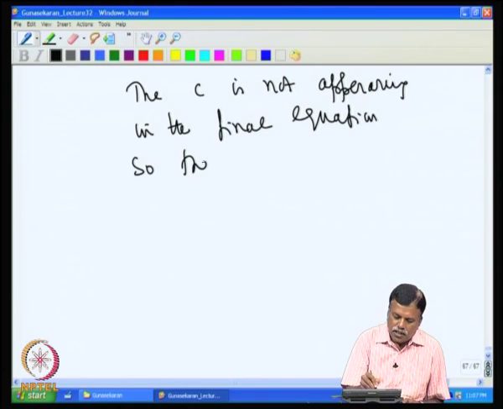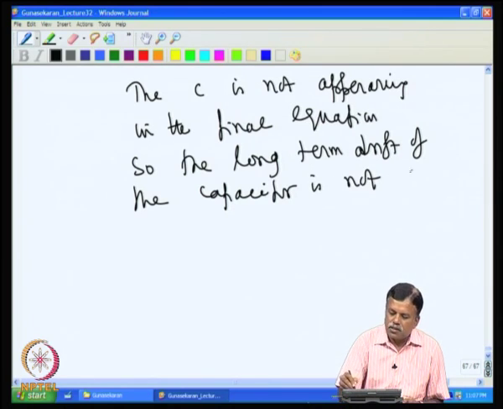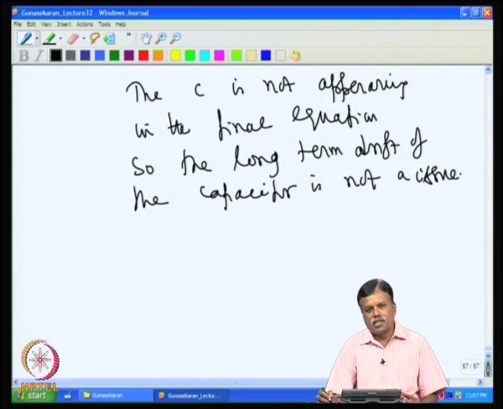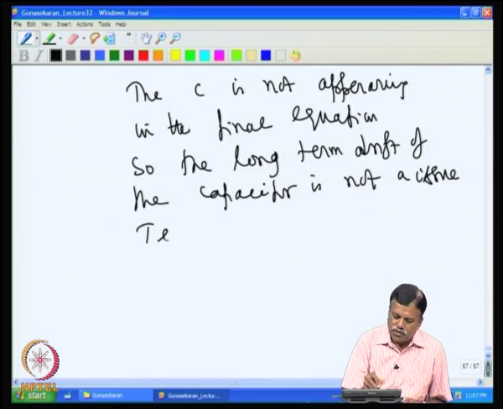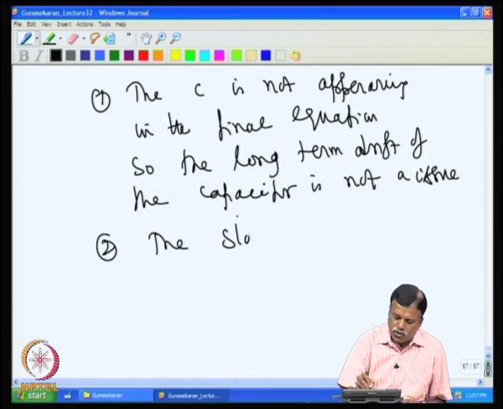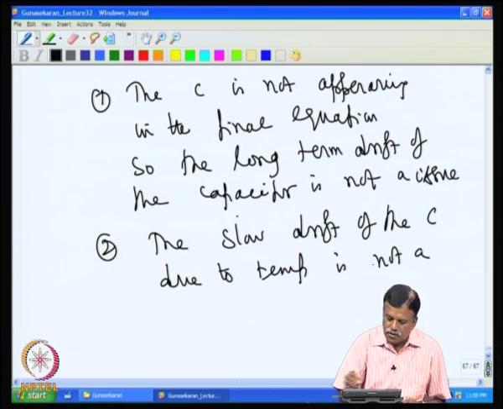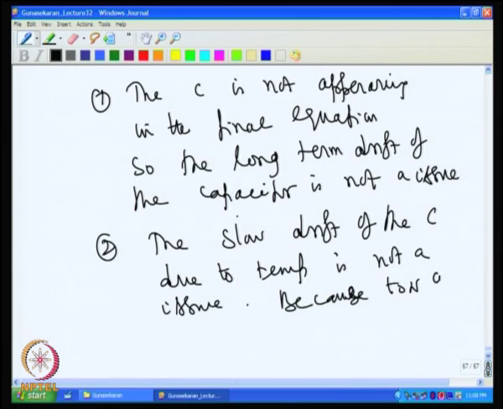So the long term drift of the capacitor is not an issue. It is not a problem even if the capacitor slowly drifts due to temperature. Temperature drift is also not an issue. The slow drift of the capacitor C due to temperature is not an issue because T on and T off are in milliseconds.